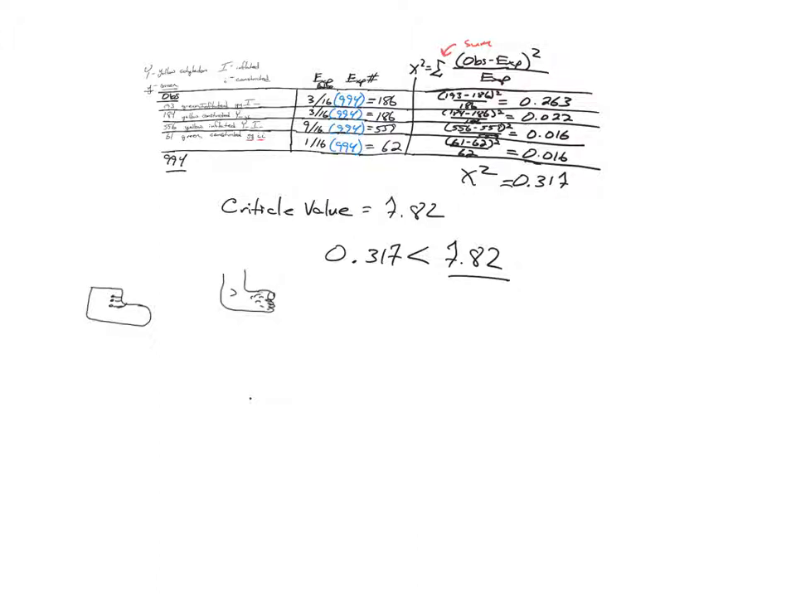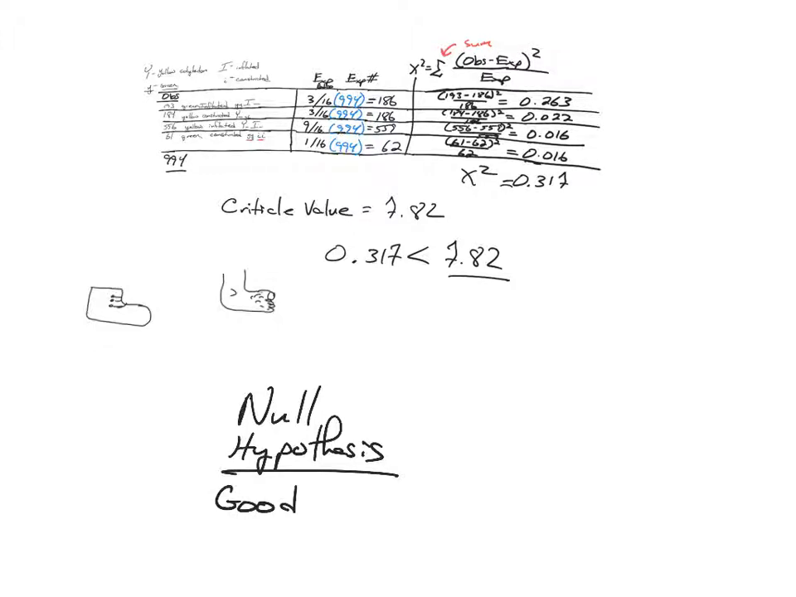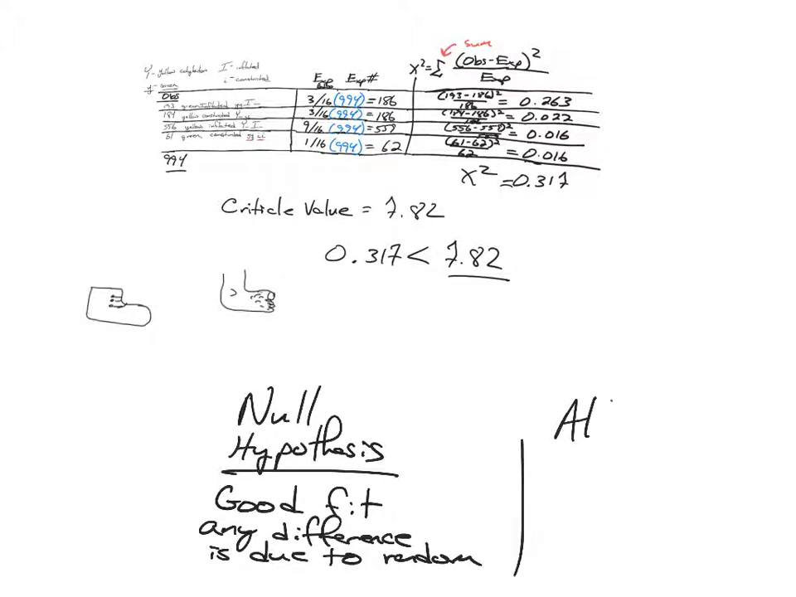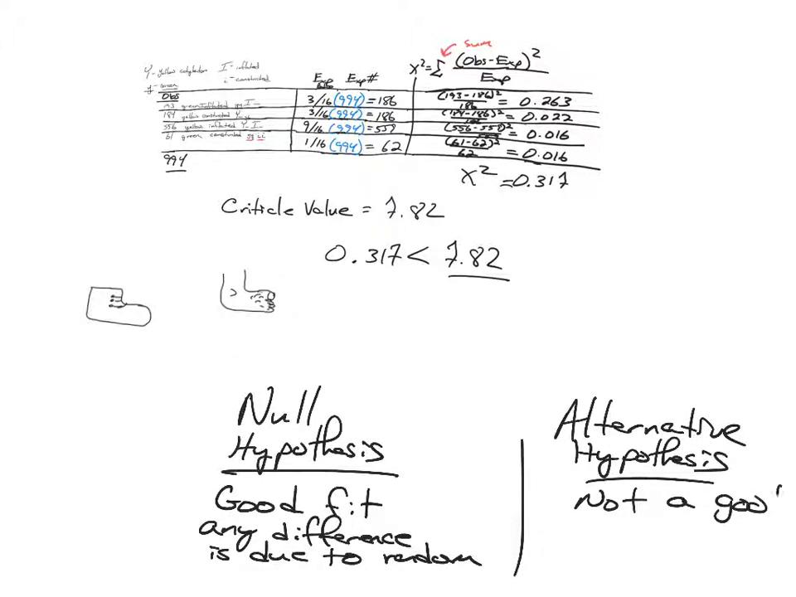All right, so how do we decide if it's a good fit or not? We have the null hypothesis. That null hypothesis is that there is no difference, so it's a good fit. Any difference is due to random chance. Or you have the alternative hypothesis, which is that it's not a good fit, and something else is going on.